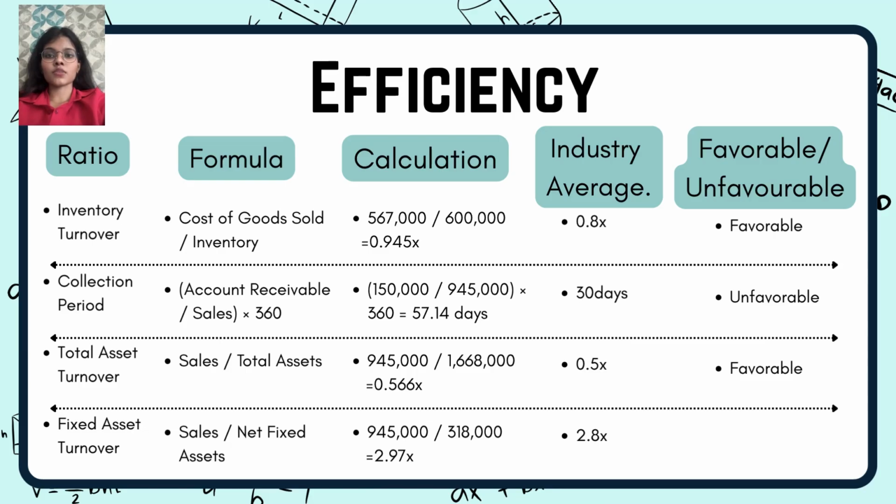For the fixed asset turnover, the formula is sales divided by net fixed asset. Therefore, fixed asset turnover is 945,000 divided by 380,000, resulting in 2.97 times. This is better than industry average of 2.8. This is favorable, showing that KEC is using its fixed asset effectively.